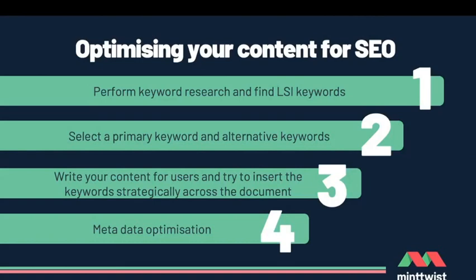So LSI keywords, that stands for latent semantic indexing keywords. These are essentially just words that are related to the keyword itself, and they help Google understand your page as an entity in itself. Again, this is something we'll go into greater depth on later in the presentation, so I won't labor on that too much right now. So as we said, select your primary keyword for that page, and each page on your site should target one primary keyword, and there may be alternate variations of that keyword that you can also include within the page.